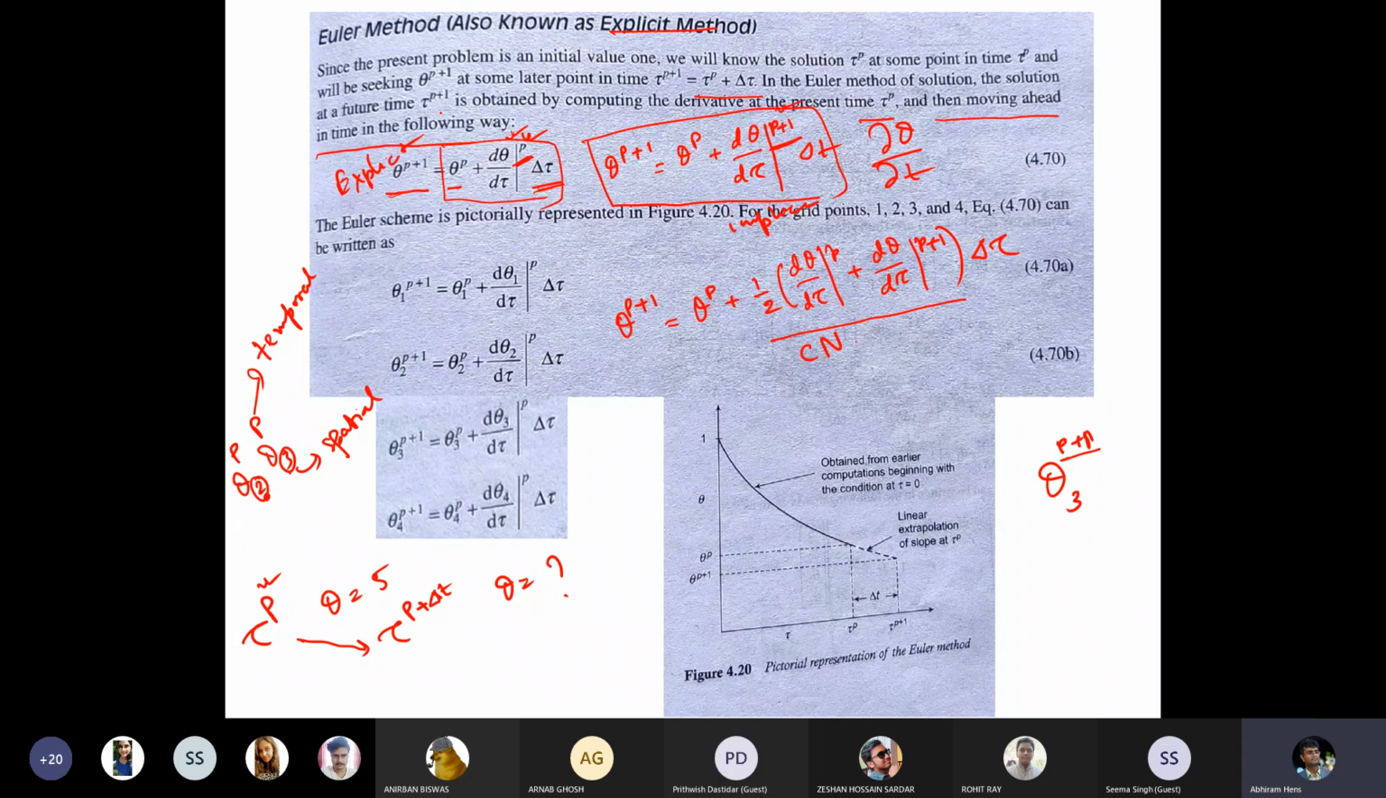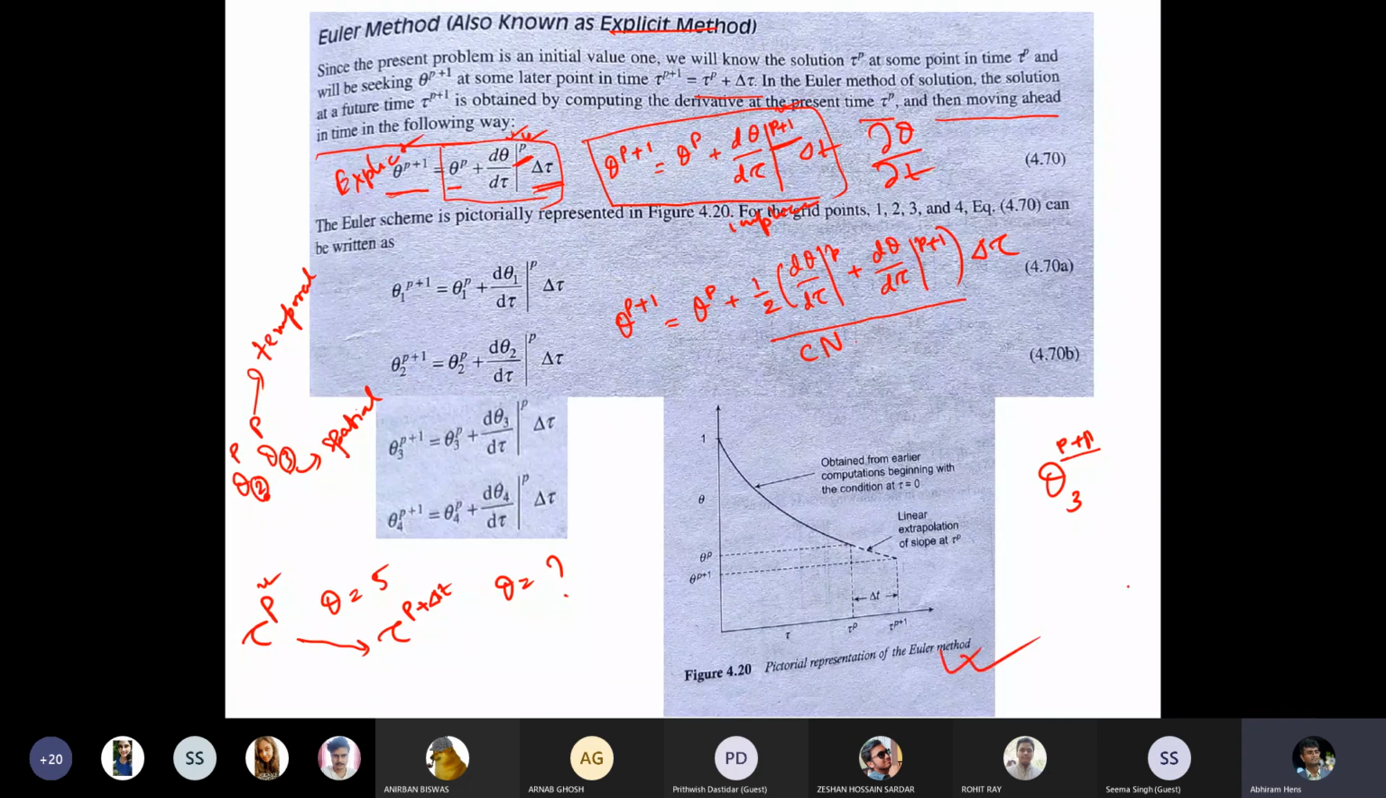Now, you consider any one of them and you can express this d theta d tau in terms of theta p plus 1 or p. Okay, so for the Euler method, if geometrically you like to see, let us see this graph.